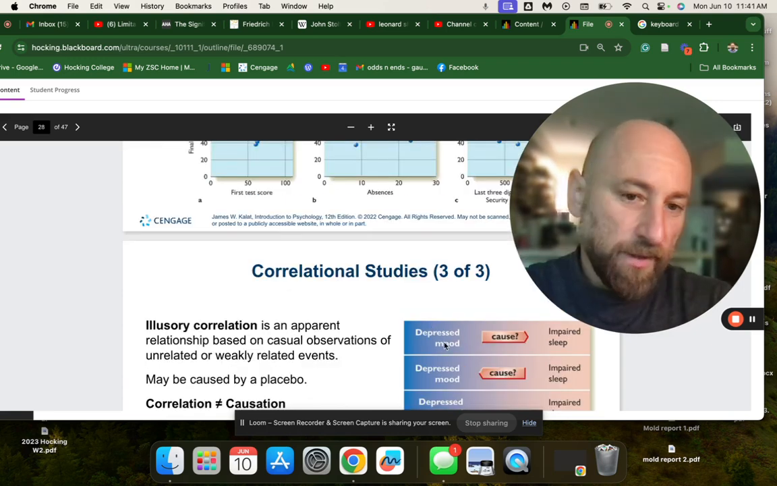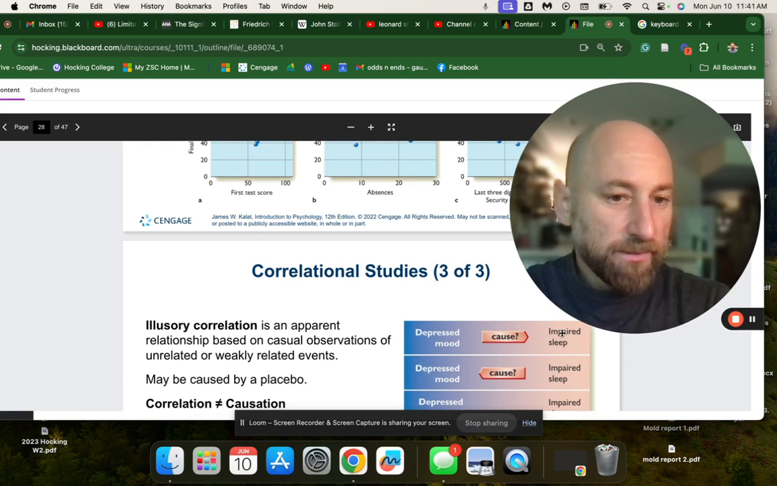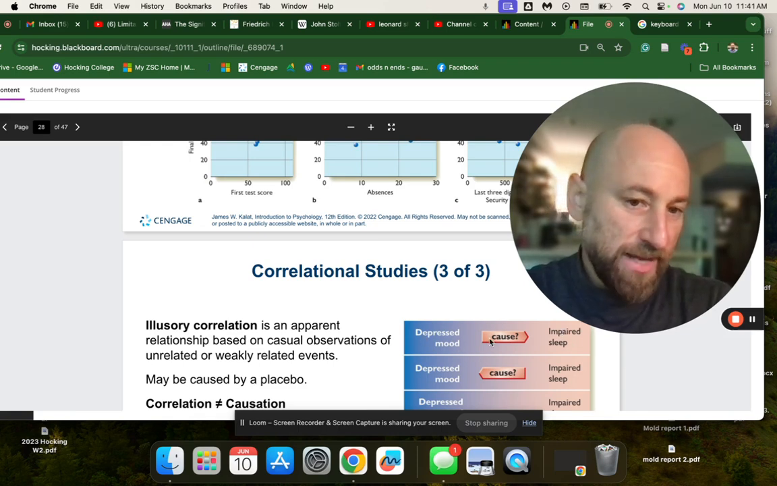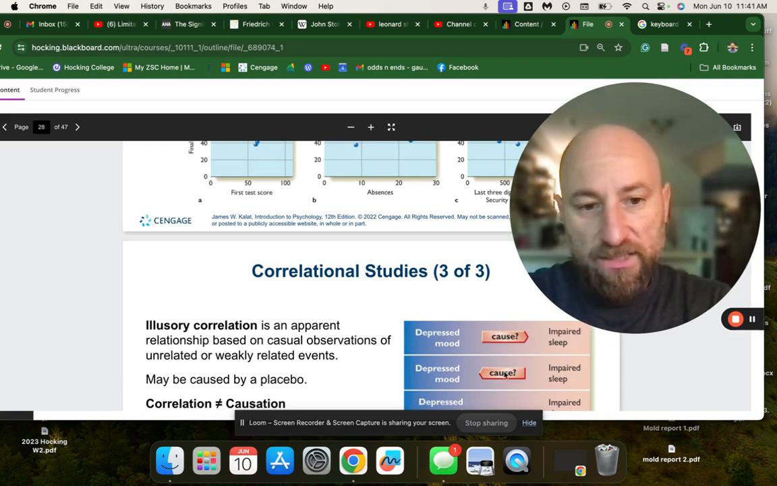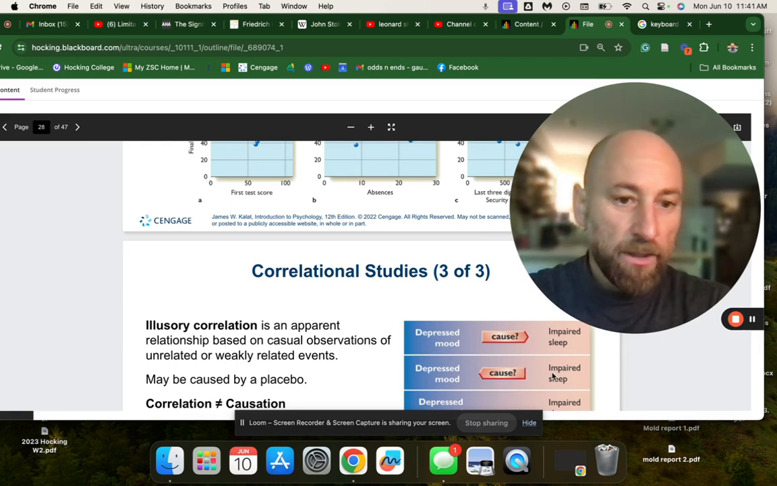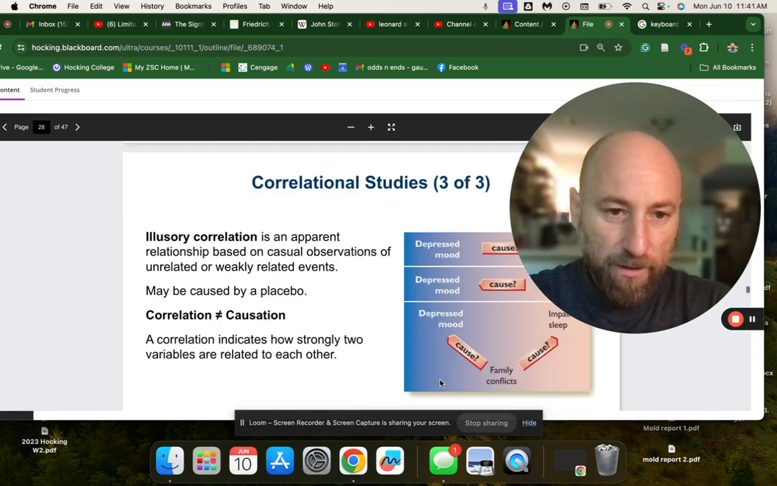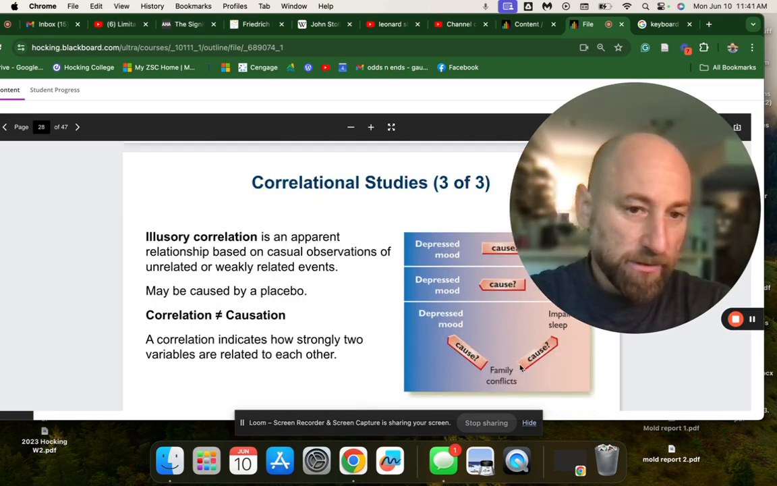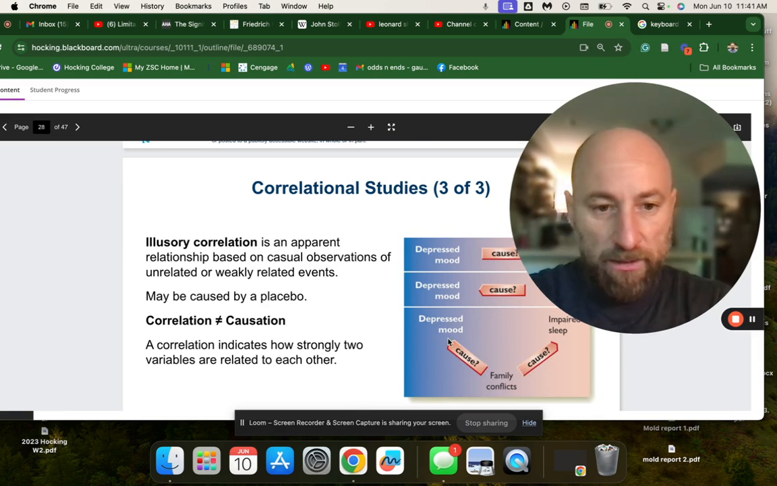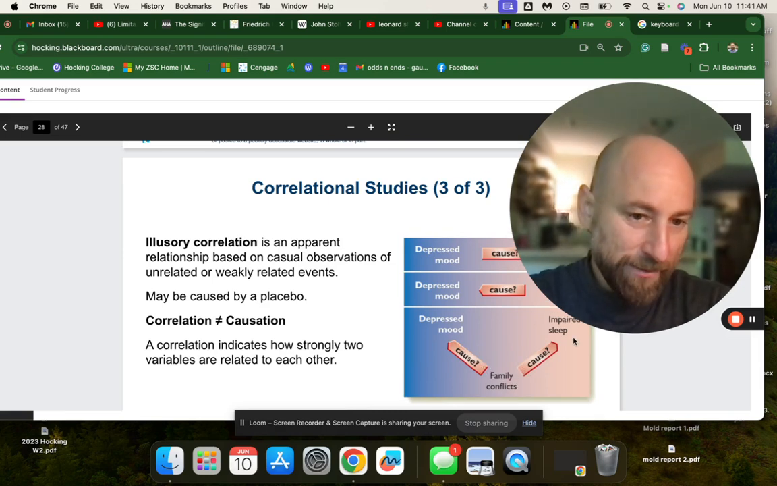Okay, so let's call this our X, depressed mood. Sleep is our Y. So does X cause Y? Does a depressed mood cause impaired sleep? Or does the causation go in the other direction? Does impaired sleep cause X? So in this first example, X causes Y. Here, that arrow is pointing in the opposite direction, that Y causes X. Or maybe family conflict or just some other stressor is causing both depression and the impaired sleep, right?